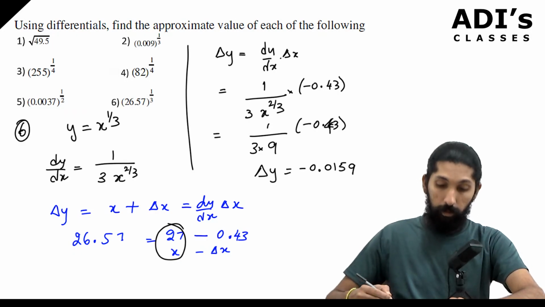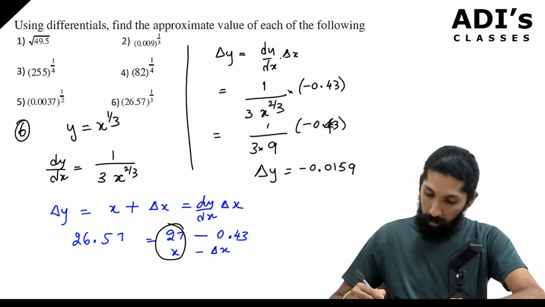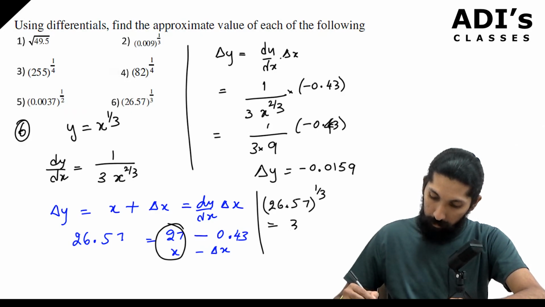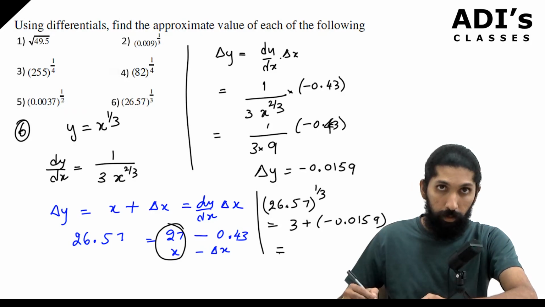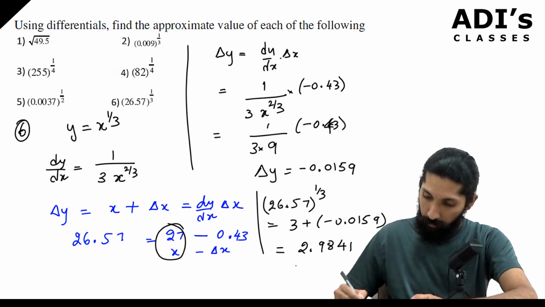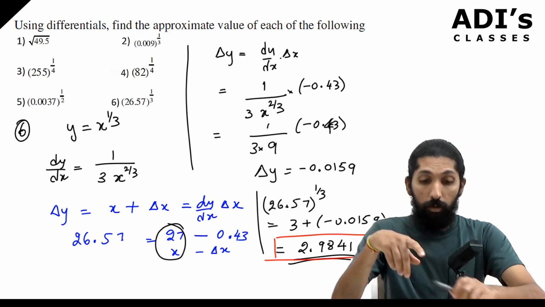Now what do we need? We are going to find the value of the cube root of 26.57, right? So you get 26.57 cube root, this will be equal to 3 plus minus 0.0159, which is going to give you the answer as 2.9841. So the final answer is going to be this. Fair enough. So what did we do?